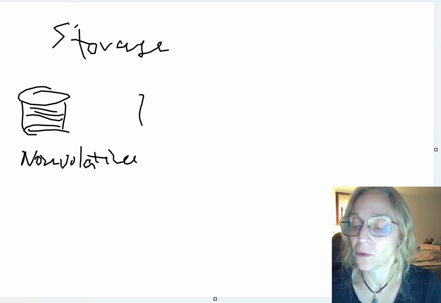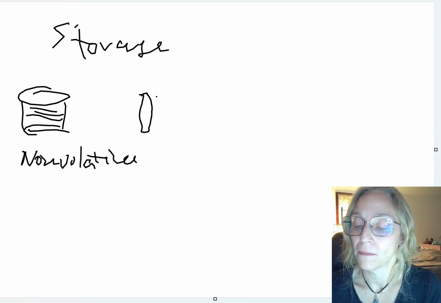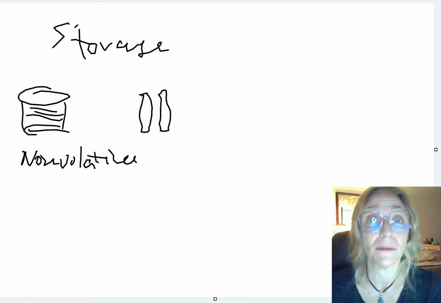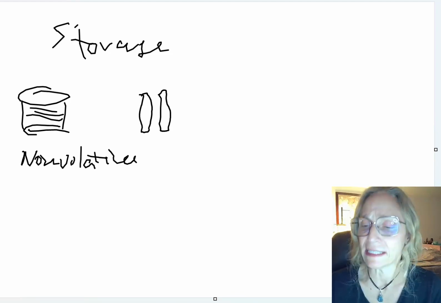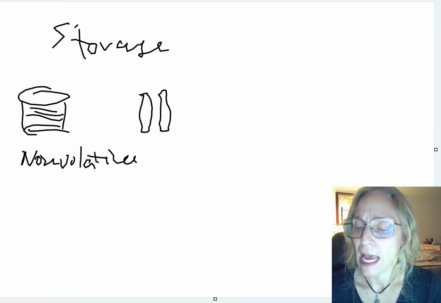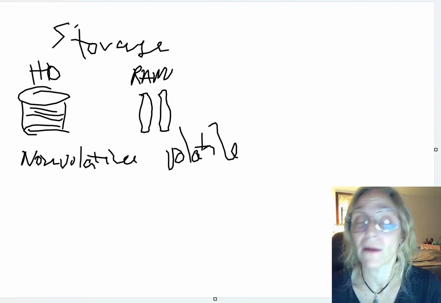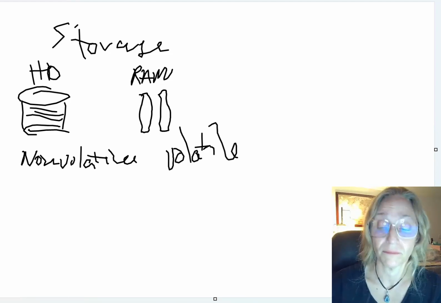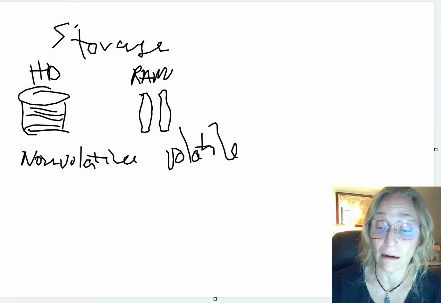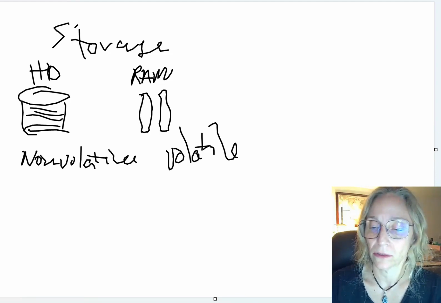And then you have your RAM, random access memory. We get two little DIMMs in here because we like to pair them. Sometimes you can have three, as long as they're all the same. And your random access memory is volatile storage, which means that when the power goes out, technically everything that's in there disappears.